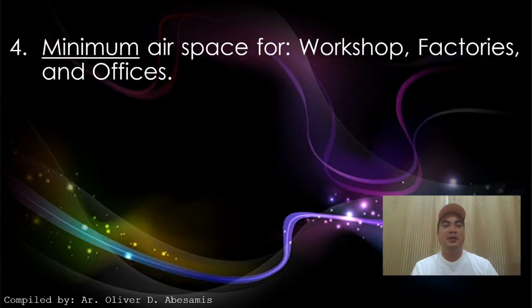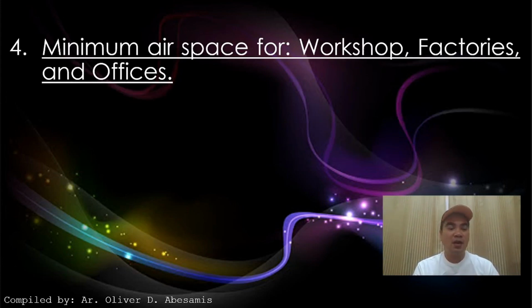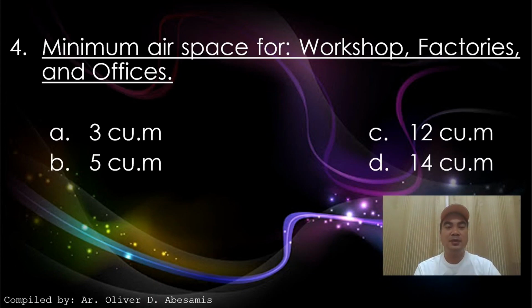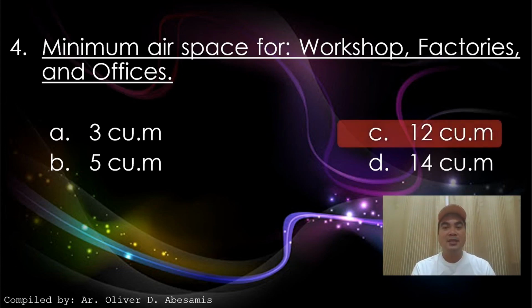Number 4. What is the minimum air space for workshop, factories, and offices? Again, what is the minimum air space for workshop, factories, and offices? A, 3 cubic meter, B, 5 cubic meter, C, 12 cubic meter, and D, 14 cubic meter. Answer? C, 12 cubic meter.